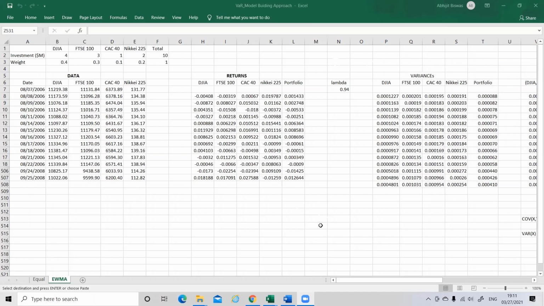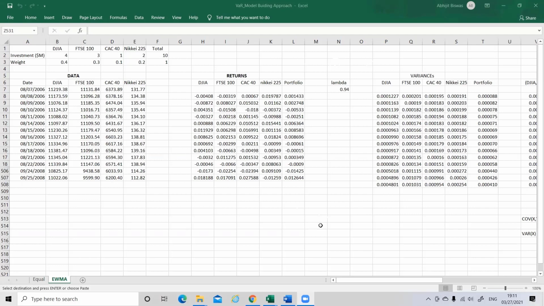Today what we are going to do is an advanced version of what we learned last class, right? Using EWMA. Similarly, there is one more version of this. We can use GARCH also for calculating the VAR under the model building approach.